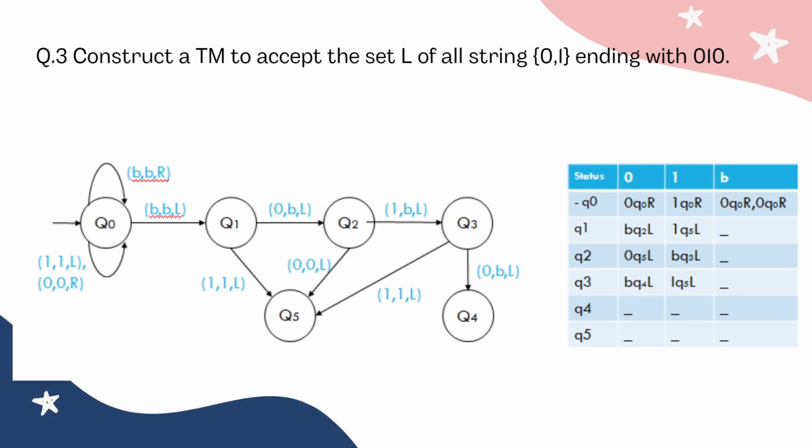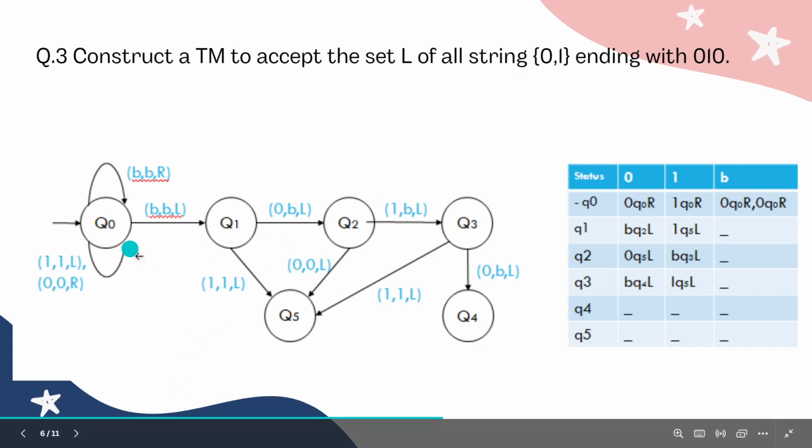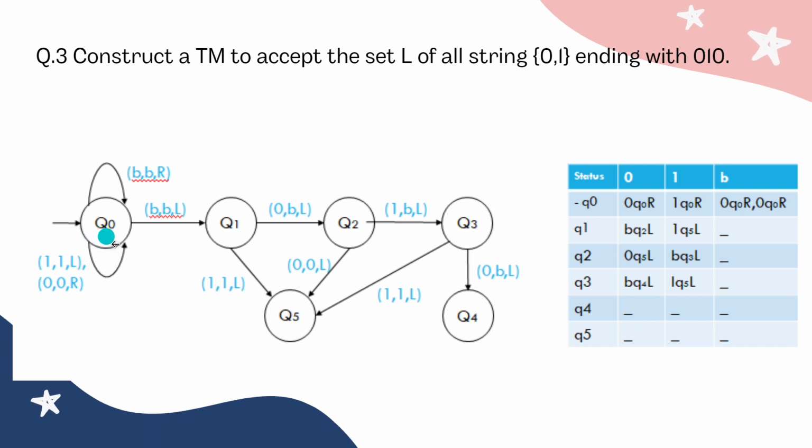This is our question number 3. In this, we have to construct a Turing machine to accept the set L of all strings over {0, 1} ending with 010. For this, we have constructed a Turing machine.